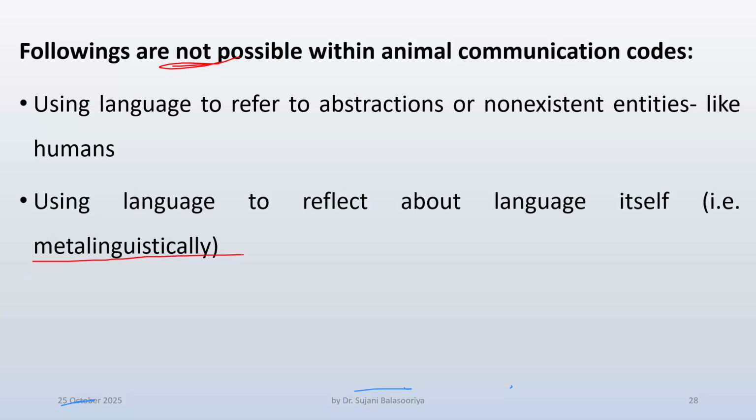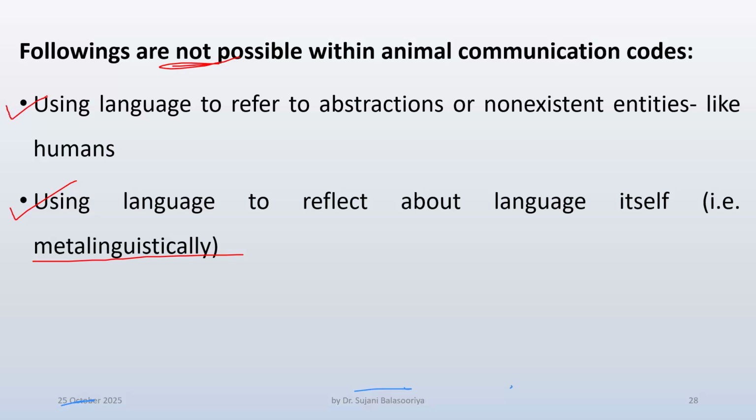Which means I am using language meta-linguistically, using language to reflect about language itself. Only human beings can do this, right? Not the animals. Have you ever seen animals communicating about their communication codes? No? So these two points are relevant to human language only, not to the animal communication codes.